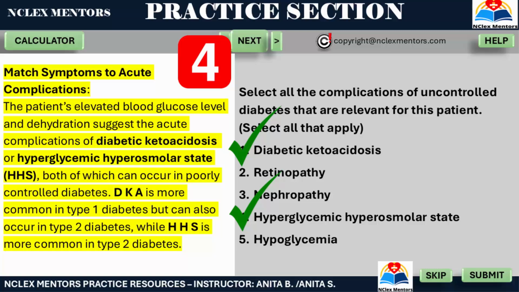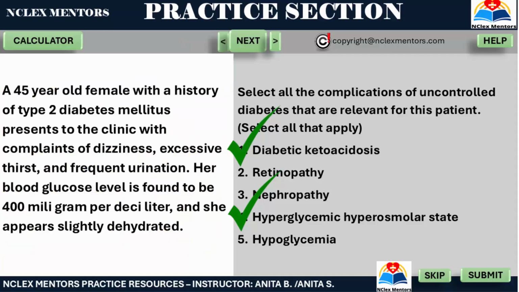By carefully noting that there are 2 correct answers, you can focus on the acute complications related to high blood glucose levels, such as DKA and HHS, and avoid chronic complications like retinopathy and nephropathy, which are less relevant to this patient's current clinical presentation. Understanding the acute versus chronic nature of diabetes complications is key in selecting the correct answers for SATA questions.